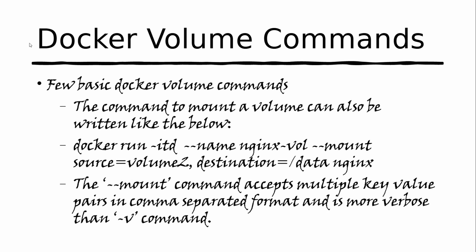The command can also be written using the mount option. The mount option accepts key value pairs and is more verbose than the -v option. For example, in the command above, we have specified the source as volume2 and the destination as /data. So the source volume name is volume2 and the destination inside the container is /data, where the Docker volume will be mounted.